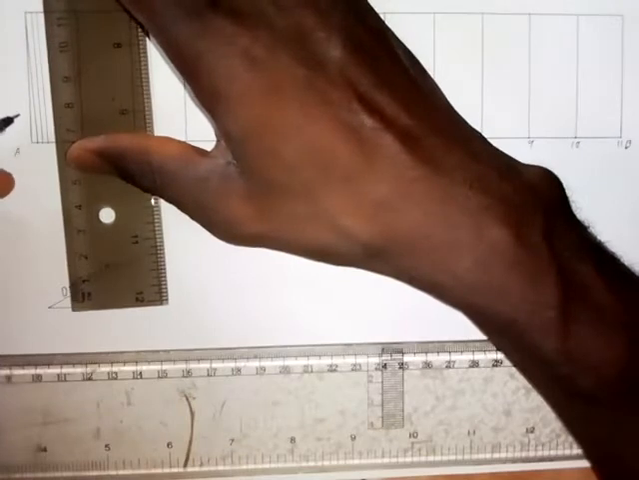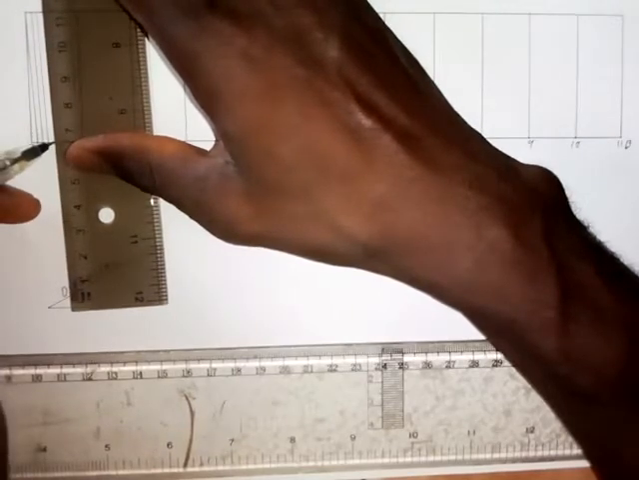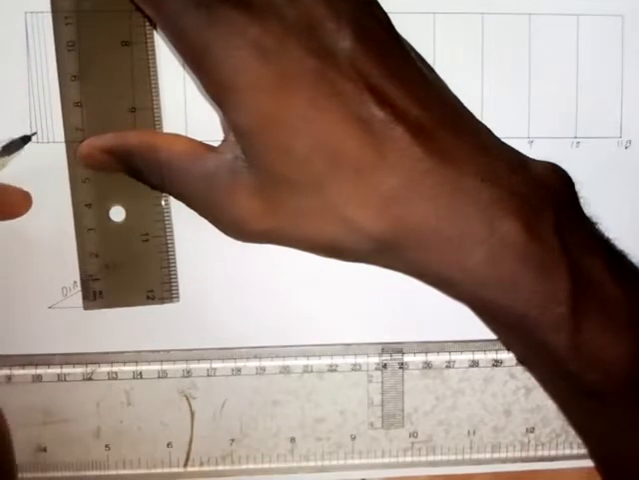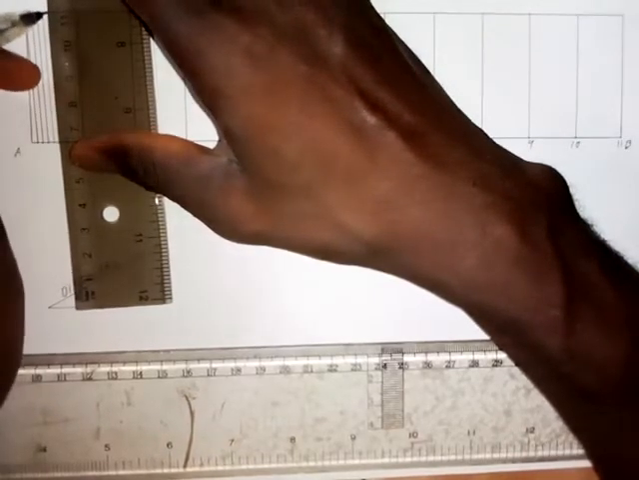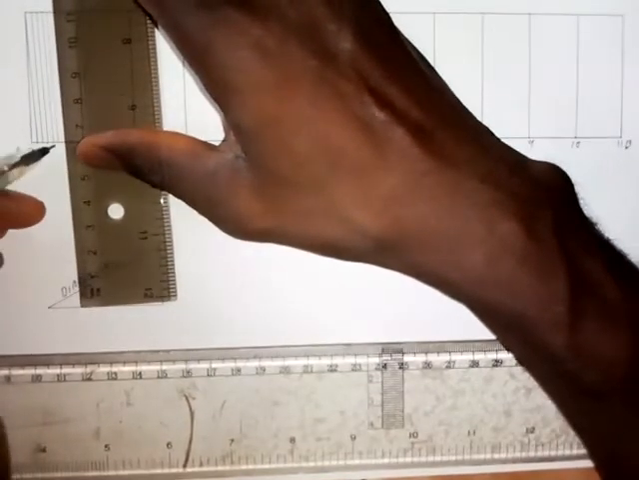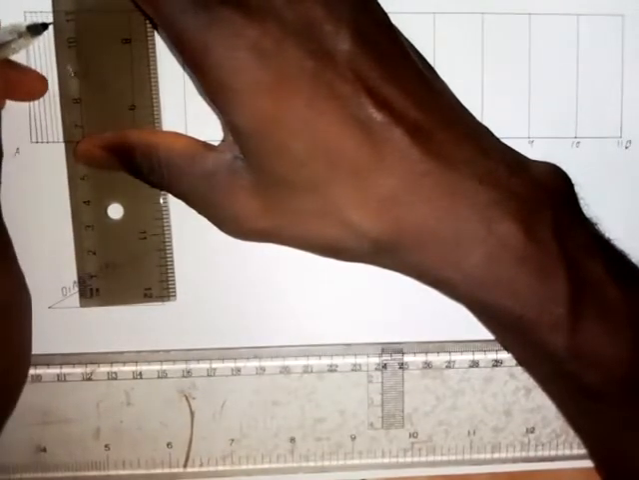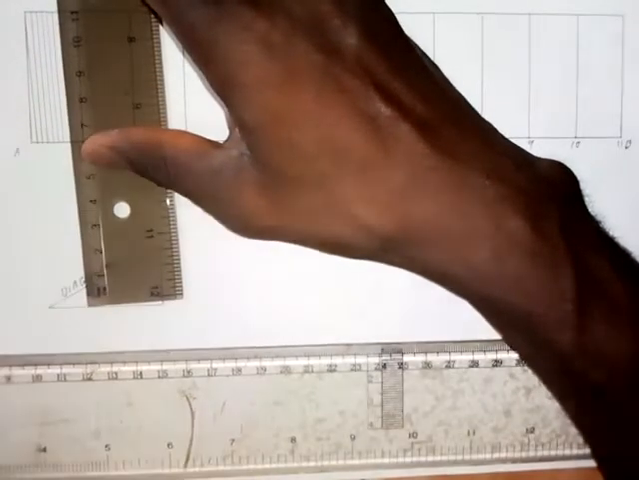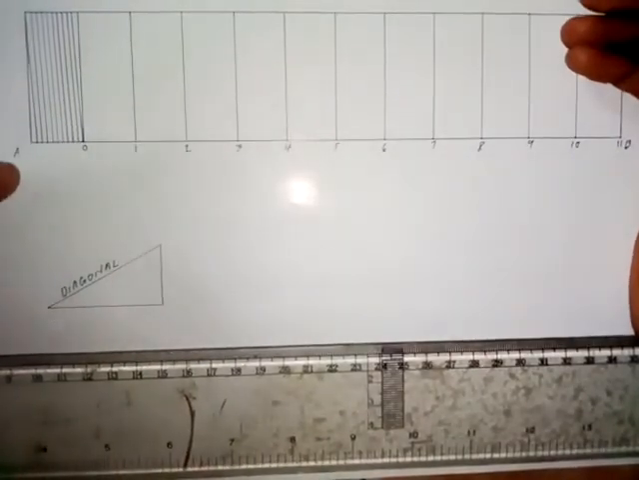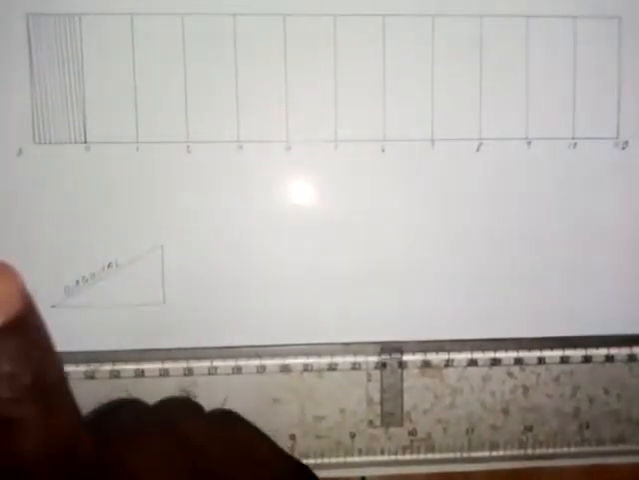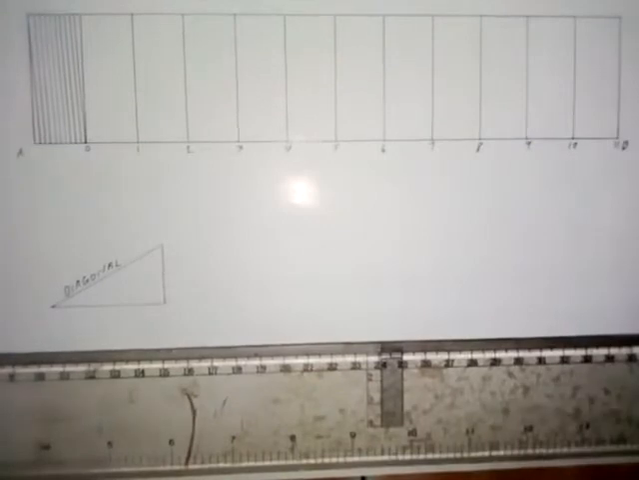Next. This goes like this. And this goes like this. So this is the reason why it is called diagonal scale. So all these lines are diagonal lines. Each of these represents 1 decimeter.